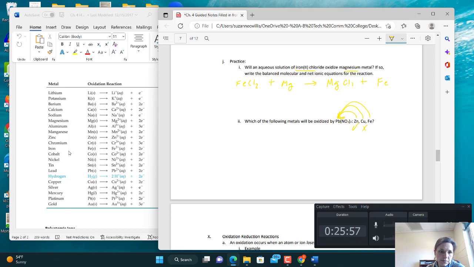And then iron, who's higher? Here's lead, and here's iron. Iron wins, yay. So zinc and iron would react, copper would not.